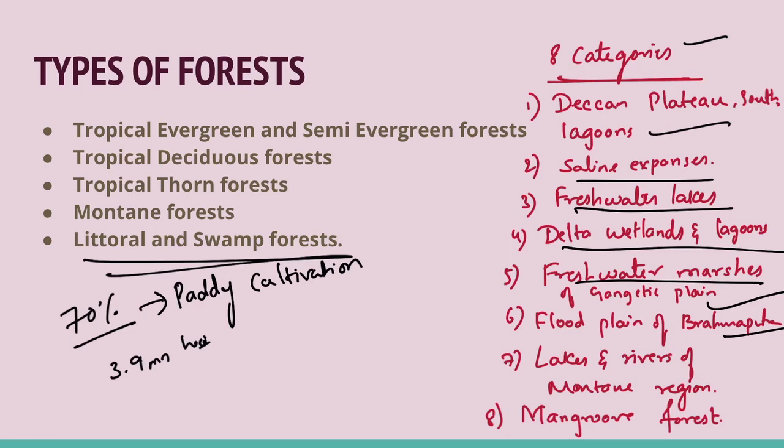The lakes and rivers of mountain region, and finally the mangrove forest. They consist of a number of salt-tolerant species of plants. Crisscrossed by creeks of stagnant water and tidal flow, this forest gives shelter to a wide variety of birds.